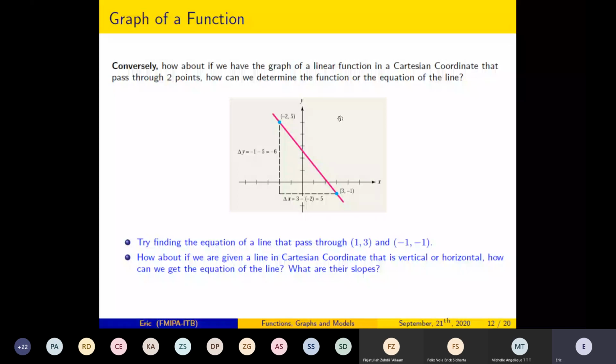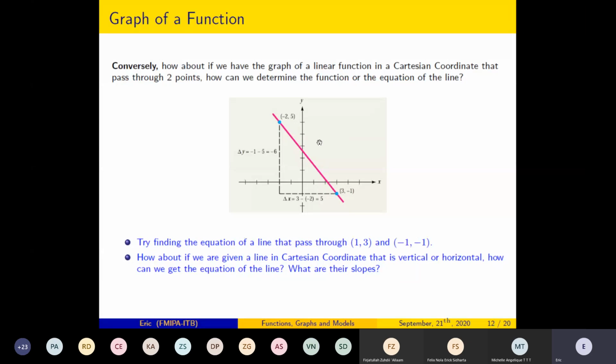So if you go 5, you go down by 6. The slope should be given by -6 over 5. When you go 1, you will go down by 6 over 5. When you go 5 points, you will go down by 6 points. So the slope is -6 over 5.